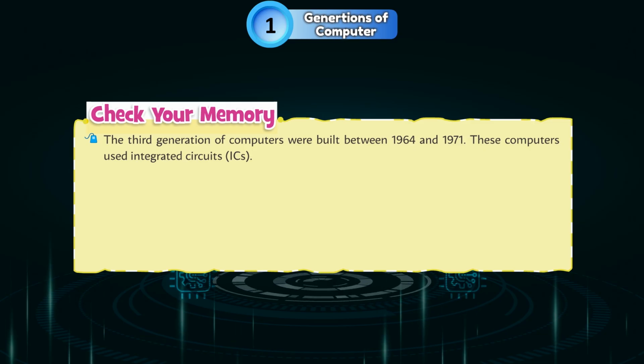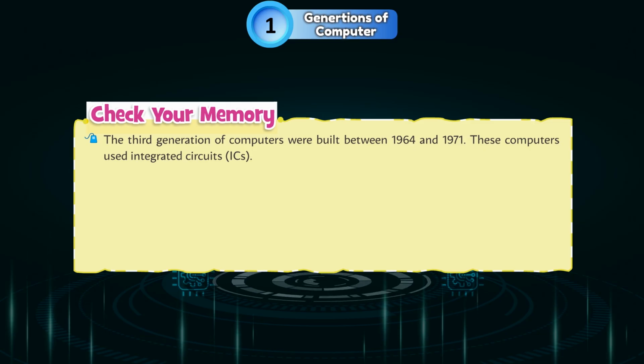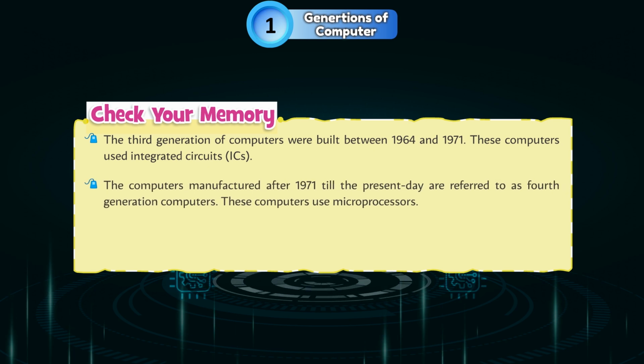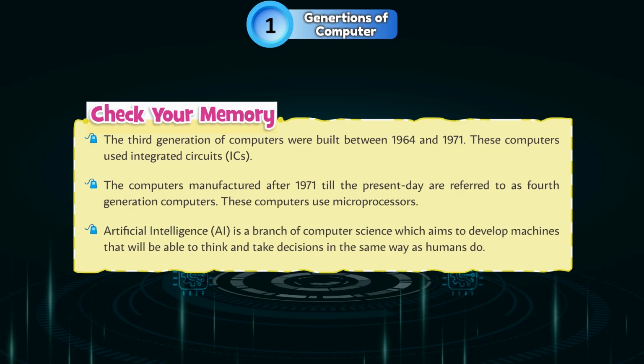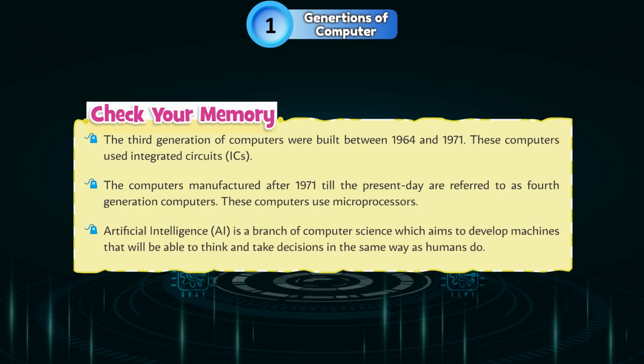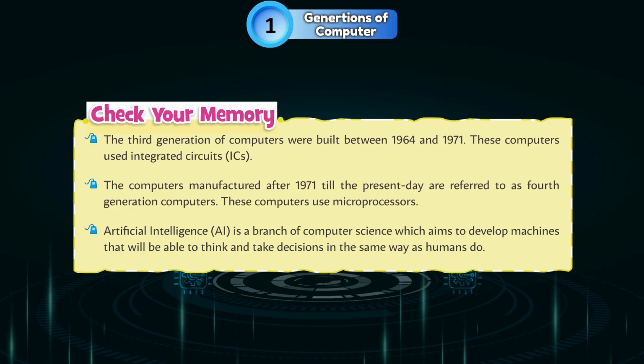These computers use integrated circuits, ICs. The computers manufactured after 1971 till the present day are referred to as fourth generation computers. These computers use microprocessors. Artificial intelligence, AI, is a branch of computer science which aims to develop machines that will be able to think and take decisions in the same way as humans do.